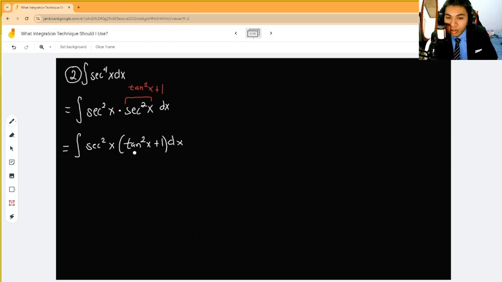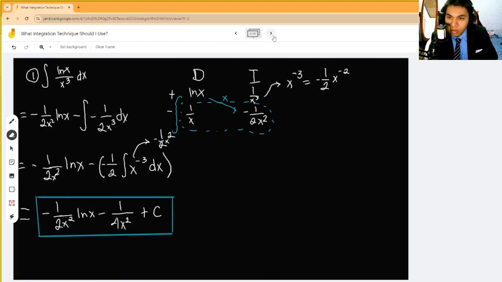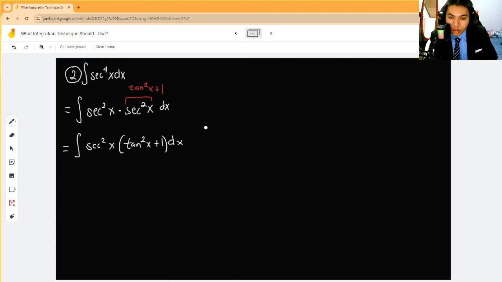And now you might be thinking we distribute secant squared x, but actually no, we can do a u substitution here. So we can let our u be tangent x, right? And the derivative of tangent x is secant squared x dx, which is pretty nice since we have that in this integral. Okay, so we're just basically integrating this in the u world.